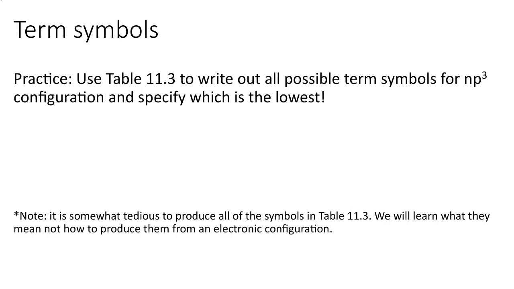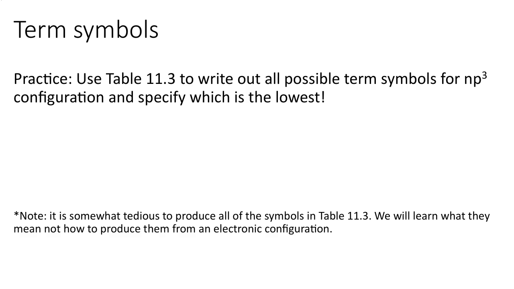So why don't you use table 11.3 and practice: write out all the term symbols for np3. This is a little more complicated because we have multiple 2S+1 L's, which is what table 11.3 gives you. Write all of the possible J's for each one of those, and then among all of those, specify which is the lowest. Okay? I will leave this for any of our Zoom discussions later on. And I do have a note.